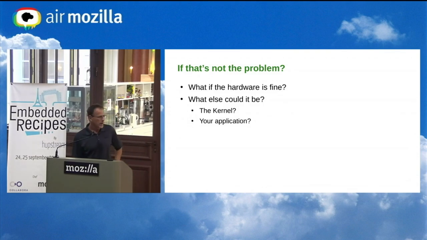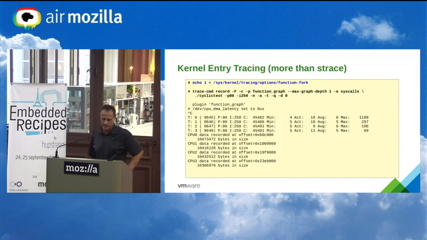So what happens if the hardware is not the problem? The kernel, the application, how do you know what's what? You want to do tracing of your application itself to see whether delays are in your application or in the kernel. One thing I like to do is use trace-cmd, which hooks into the tracing of the kernel.